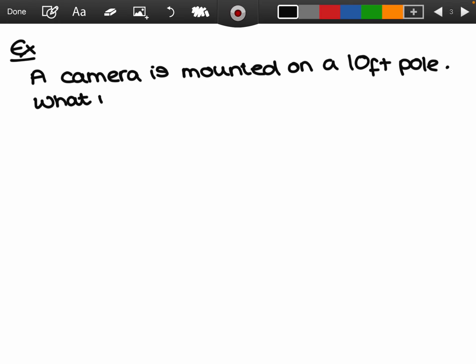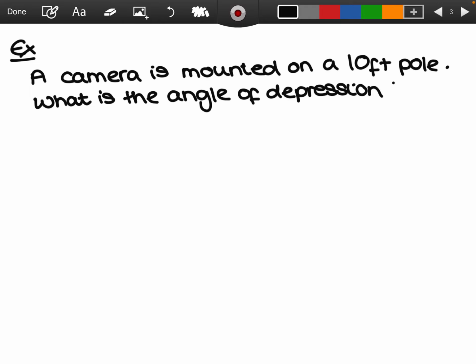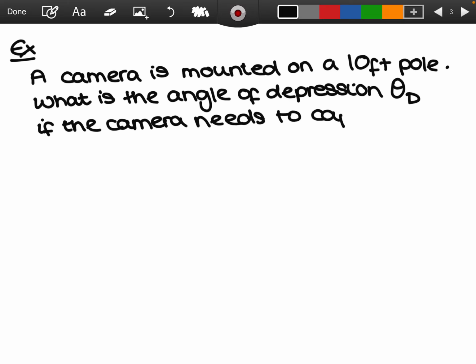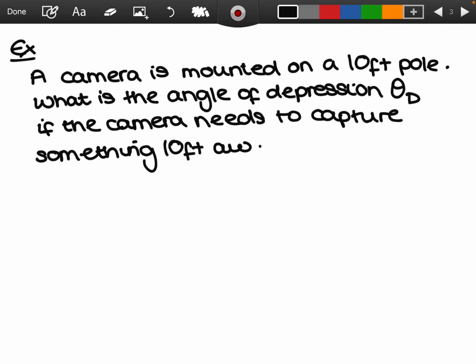Okay. And I want to know what is the angle of depression, call it theta d, if the camera needs to capture something that is 10 feet away.